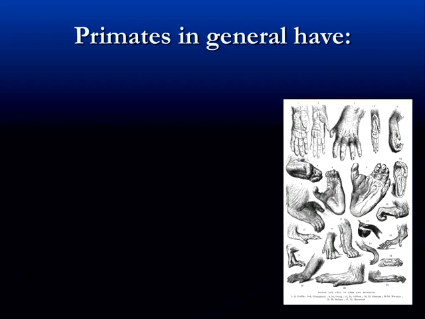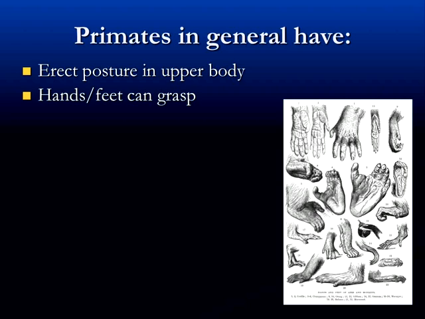Primates in general have certain characteristics. They have erect posture in the upper body, meaning that when you're sitting, the upper part of your body points up, like yours is right now. That's erect posture in your upper body. We have hands and feet that can grasp. Humans, in spite of bipedalism, generally retain some grasping ability with their feet. My brother was particularly good at this when we were kids. He could pick up things with his feet.